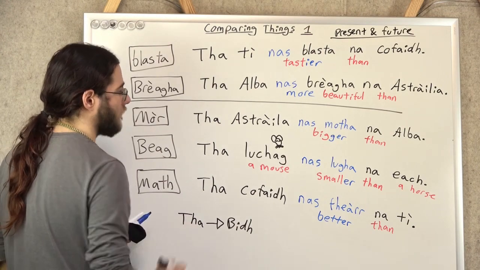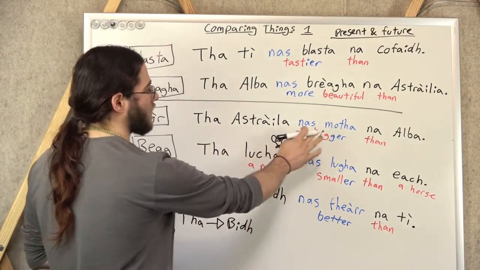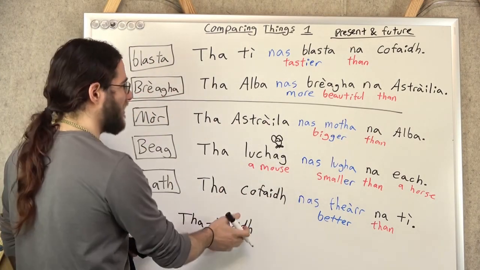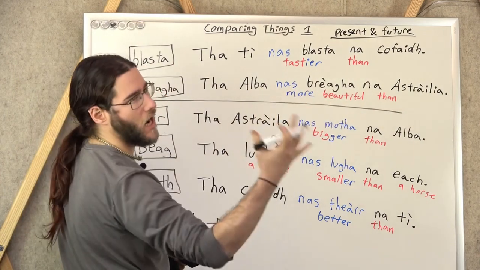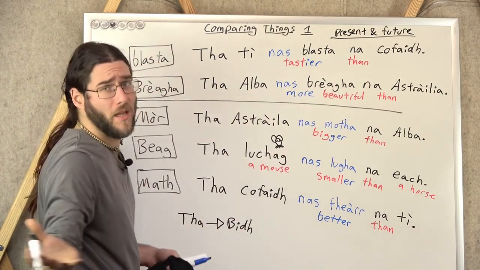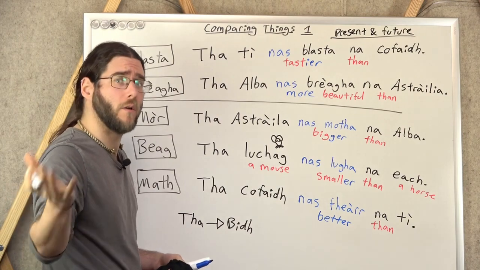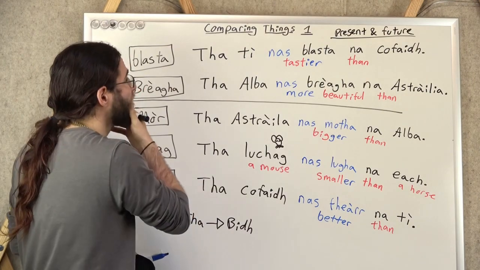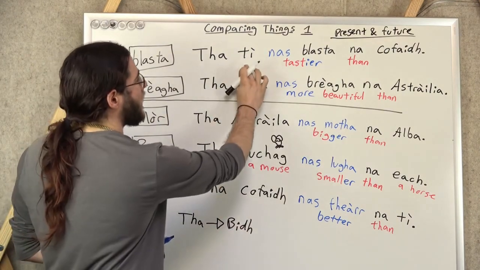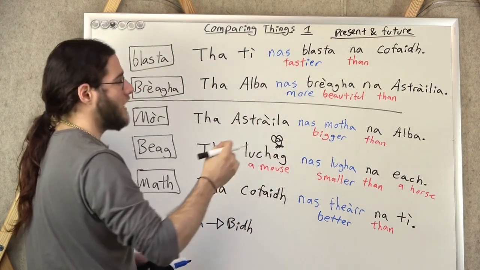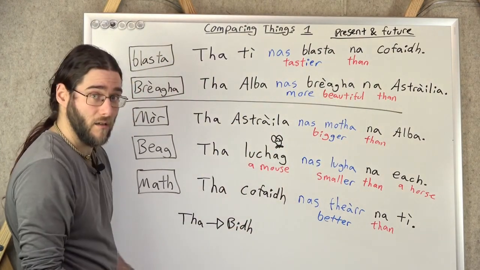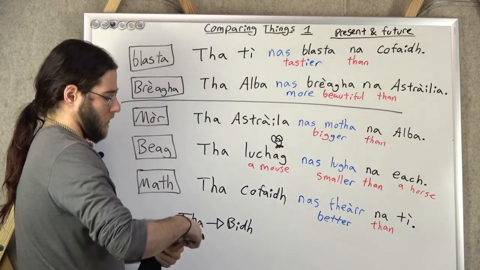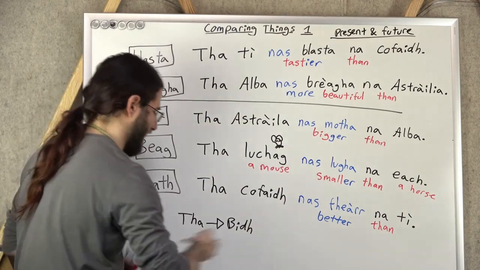Is and will be. Be Australia nas moa na alapa. It already is, but for sake of argument. Be alapa nas bria na Australia. Although I've never been to Australia. Maybe Australia is nas bria na alapa. Maybe. And then be tea nas blasta na coffee. Tea will be tastier than coffee. Really, it's up to you which one of these applies.